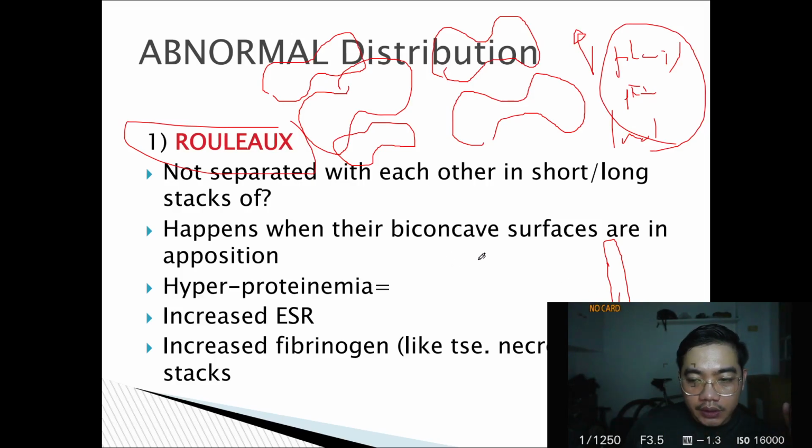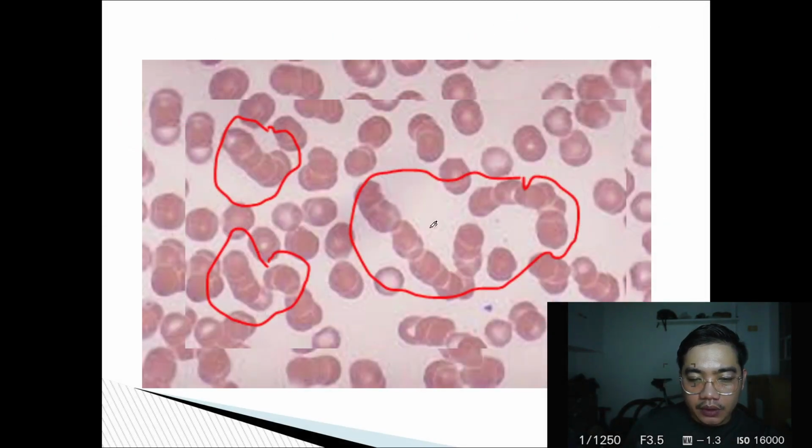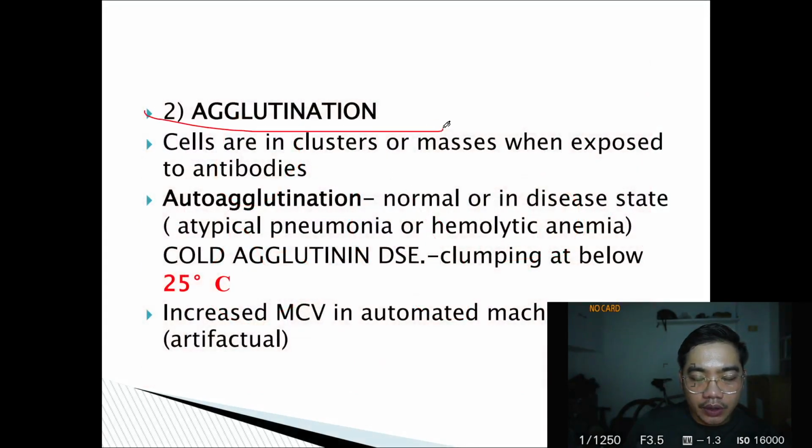So due to the increased plasma proteins, the zeta potential is being overridden. So what does Rouleaux even mean? It just simply means a stack of coins. Rouleaux. So next we have agglutination.